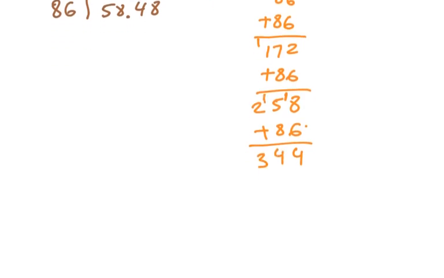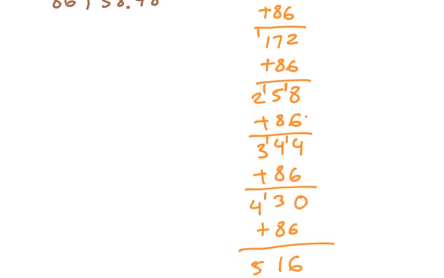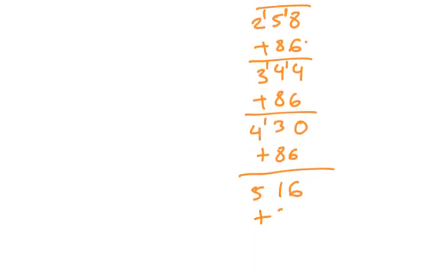Remember, we're trying to get to 584, so we've got to keep going. Add another 86, that's 10, carry the 1. 12 plus 1 is 13. Carry the 1, that puts me at 430. Still got to keep going. Add another 86, 6, 11. This gives me 516. I'm trying to get to 584, so I've got to add yet another 86.